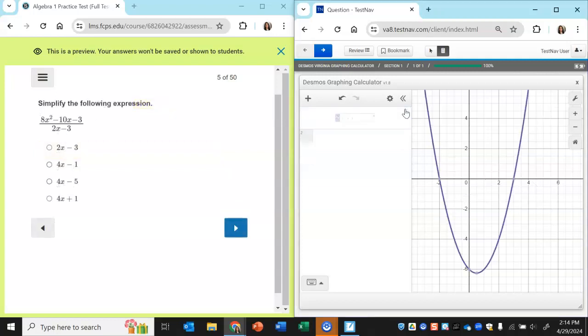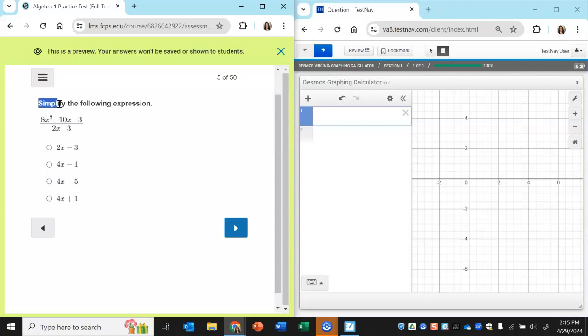Okay, so this question right here says simplify. Simplify just means that we need to do a bunch of algebra to be able to divide this. For this one, I cannot just divide it by 2 and then by 3 because this is one factor right here. So technically I'm supposed to factor out the numerator and cross out common factors.